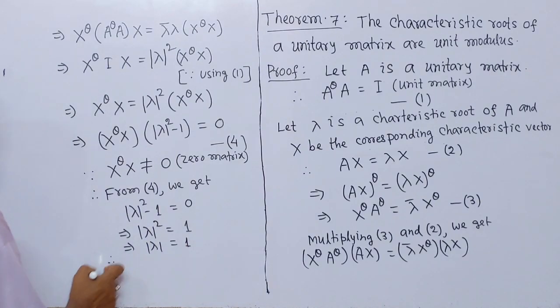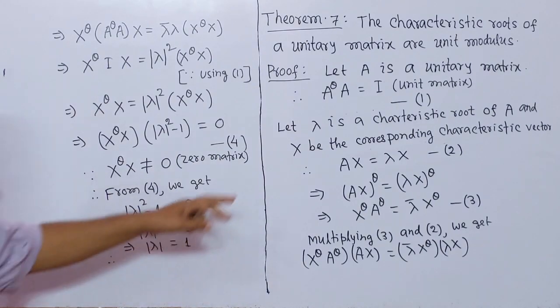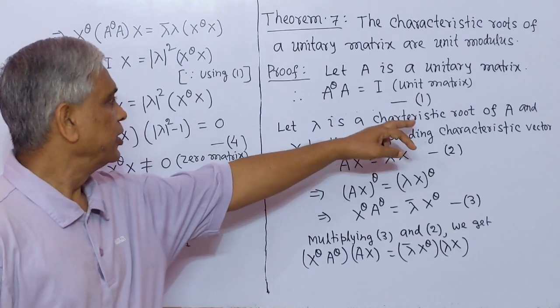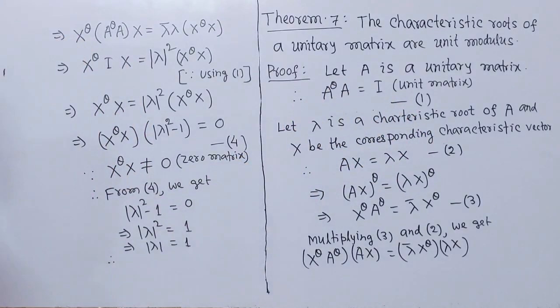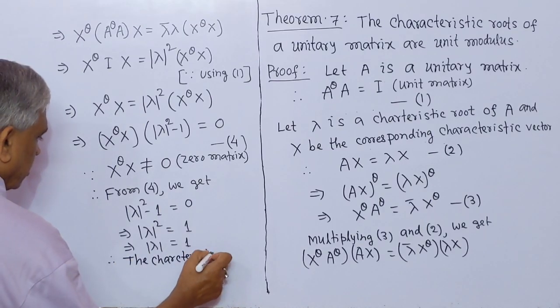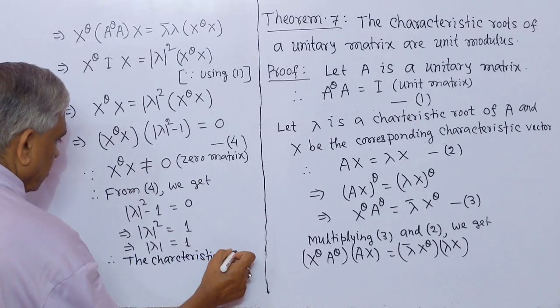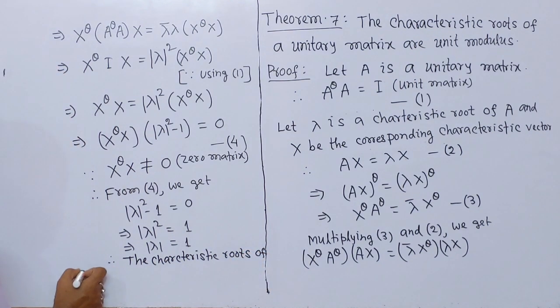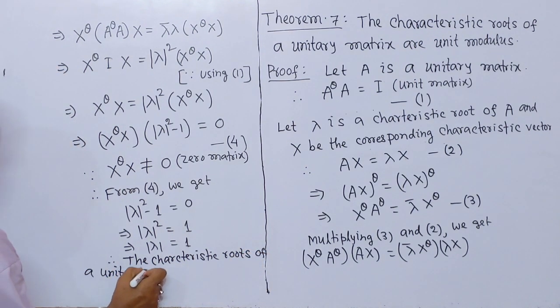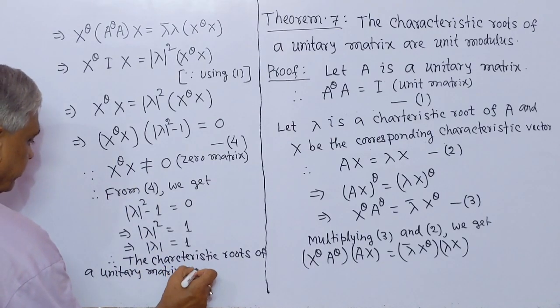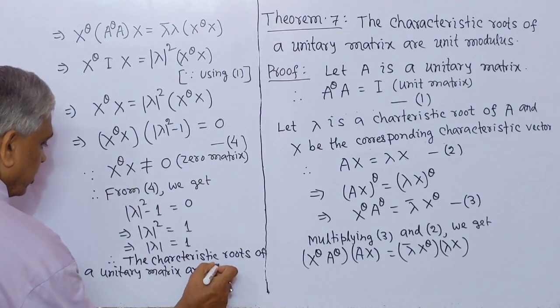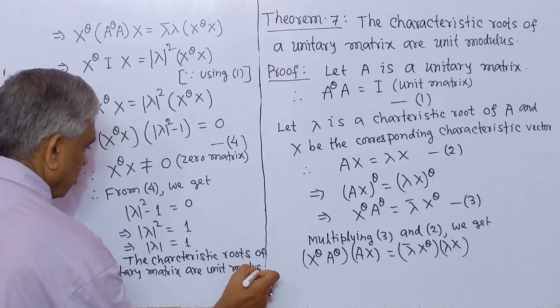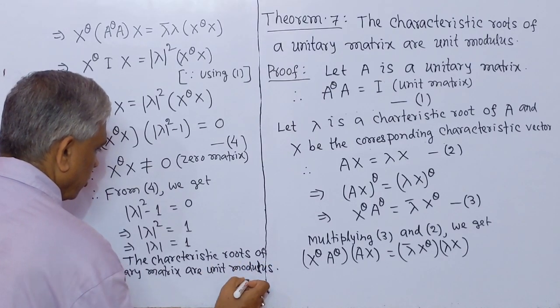Therefore, this lambda is a characteristic root of a unitary matrix. Therefore, the characteristic roots of a unitary matrix are of unit modulus. Proved.